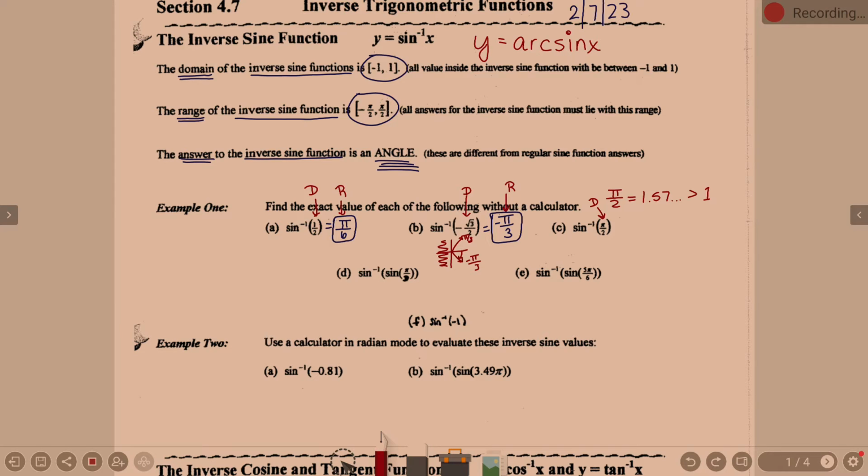So here's the deal. Is pi over 2 in my domain? No. So what's that mean about this problem? Yeah, we can't do it. It does not exist. And this is because that silly little pi over 2 is outside of the domain. So part of the reason we're always checking is that value in the domain, because if it's out of the domain, we just can't do this. So I am saying does not exist.